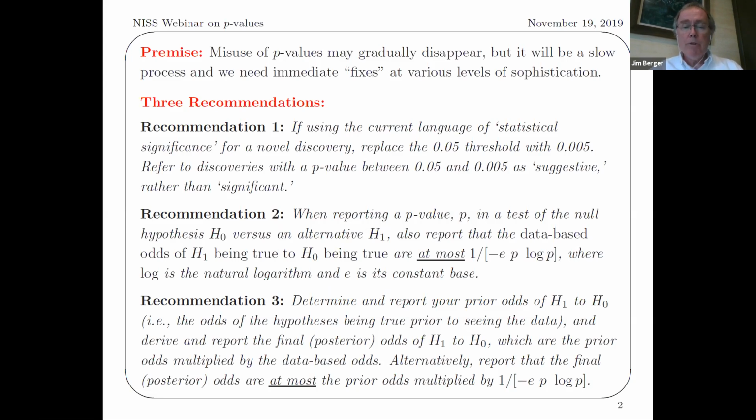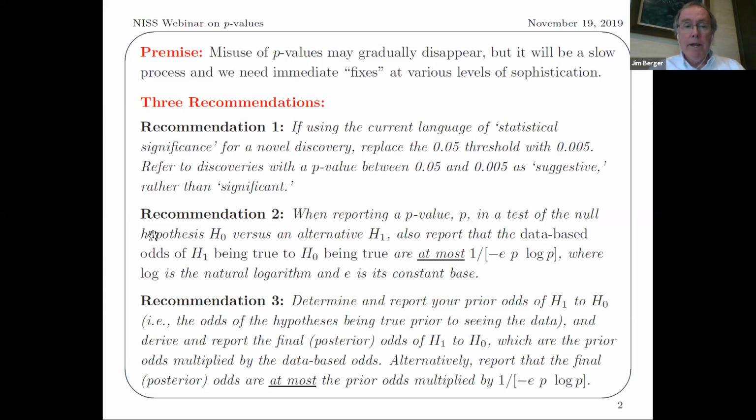So here were the 3 recommendations, and I'll be just mentioning them right now and then going through the justification, motivation, and background for them as we go through the talk. The first one is something that's been mentioned a lot, that statistical significance for a novel discovery should have, instead of a p-value threshold of 0.05, 0.005. With the idea being that if you publish a discovery with a p-value between 0.05 and 0.005, you'd use the word suggestive rather than significant.